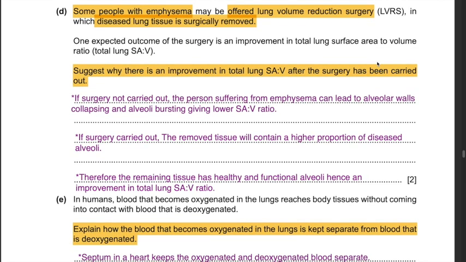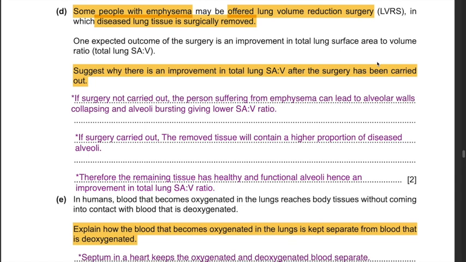Part D. Some people with emphysema may be offered lung volume reduction surgery, LVRS, in which diseased lung tissue is surgically removed. One expected outcome of the surgery is an improvement in total lung surface area to volume ratio. Suggest why there is an improvement in total lung surface area to volume ratio after the surgery has been carried out. If surgery is not carried out, then the person would continue to suffer from emphysema, which the final result would be pretty disastrous. It leads to alveolar walls collapsing and alveoli bursting, giving lower surface area to volume ratio.